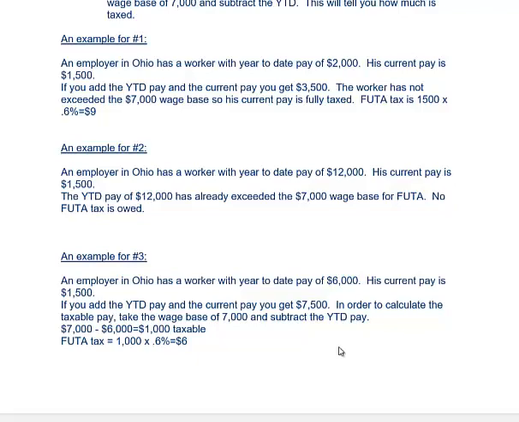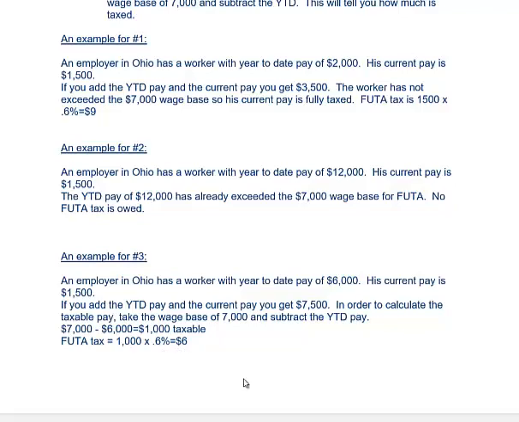So in order to find the taxable portion, just take the $7,000 wage base, subtract the $6,000 year-to-date pay, and you get $1,000 taxable. So to calculate the FUTA tax, $1,000 in taxable pay times 0.6% equals $6.